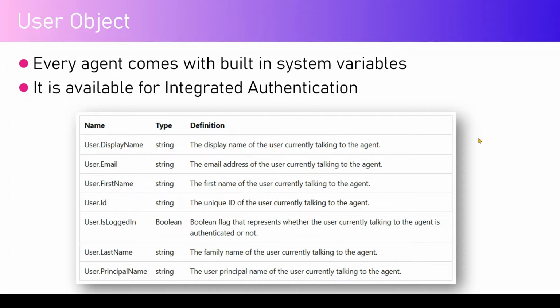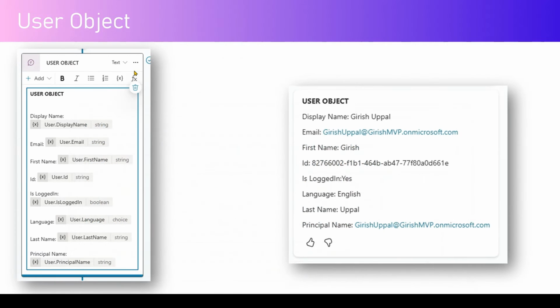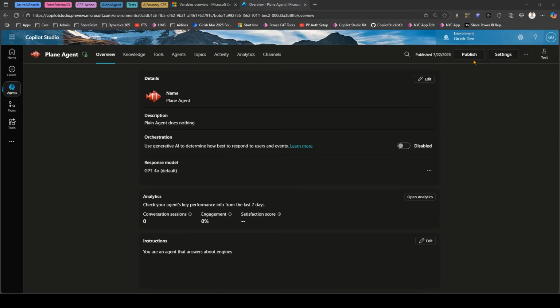Now I've done a simple example which I'm going to show you, through which I got the output: display name, email, first name, ID, is logged in, language, last name, and the principal name. So let's explore this in action.